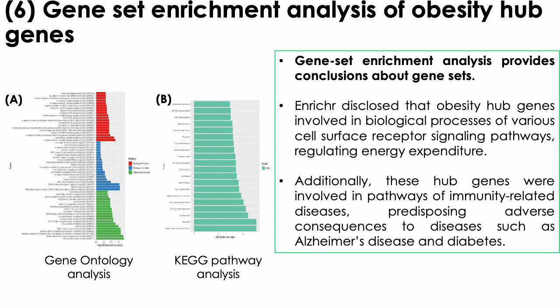Our gene set enrichment analysis revealed that obesity hub genes are involved in biological processes of many cell surface receptor signaling pathways, regulating energy expenditure. These hub genes were involved in pathways of immune-related diseases, predisposing adverse consequences to diseases such as Alzheimer's disease and diabetes.